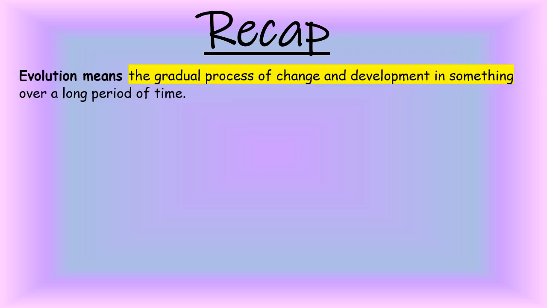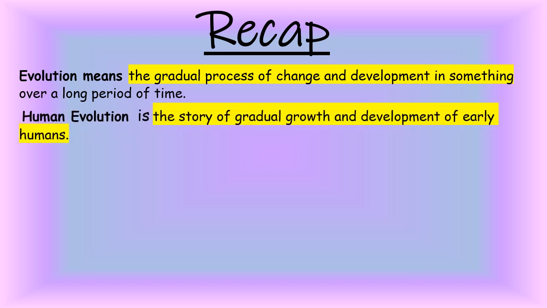Children, do you remember what is evolution? Evolution means the gradual process of change and development in something over a long period of time. Now, what is human evolution? Human evolution is the story of gradual growth and development of early humans on the basis of their physical and mental growth, in which our ape-like ancestors transformed into modern man.